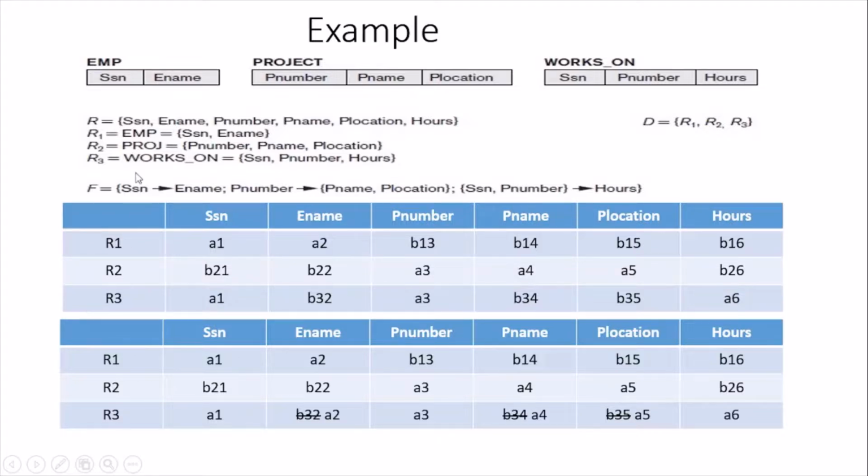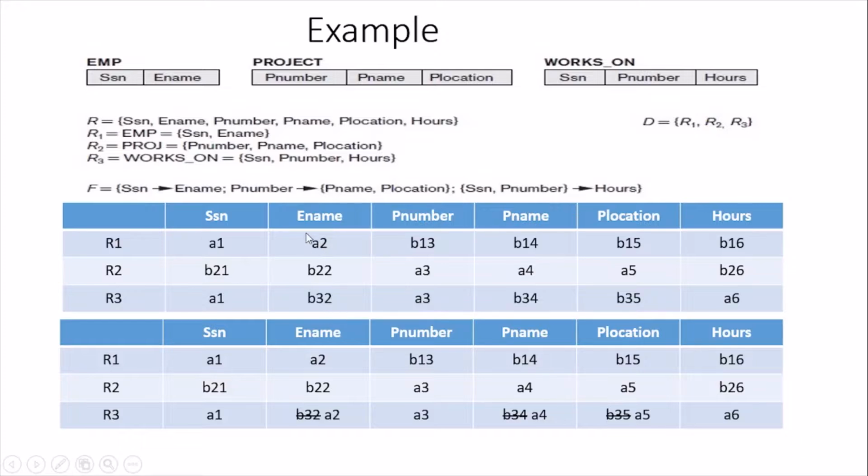So here, take the first functional dependency, that is SSN to E name. You have SSN here, B12 and A1. So the value of this SSN is repeated here. So A1 you have here and A1 here also. So these two rows have the same values for the columns corresponding to attributes in X. So A1 and A1 here. What we can do is look at the Y part. Y is E name. So look at the Y part. Y part has A2, B22, B32.